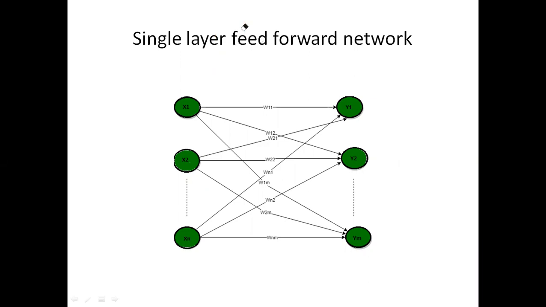What is the first point about this single layer feed forward network? It would perform binary classification only. What is binary classification here? Binary classification means the single layer feed forward network is used to get two kinds of outcomes only.